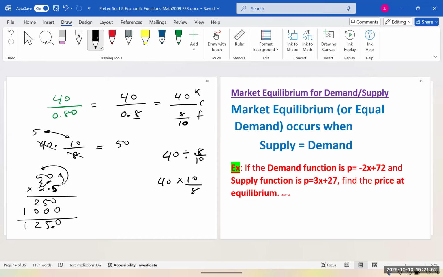They give you the demand function, they give you the supply function, they want the price at the equilibrium. Come on.